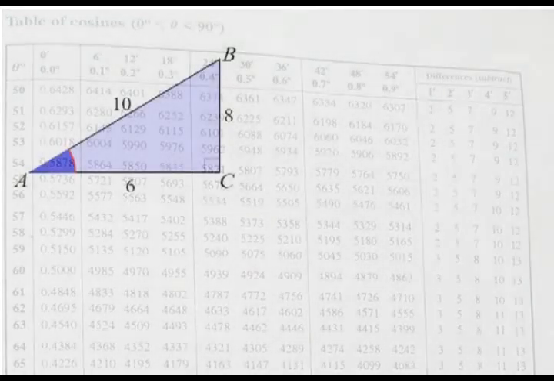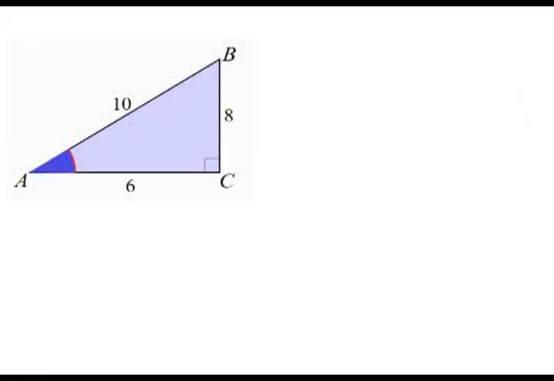Back to our triangle, we find the angles using cosines now. For A, cos A is equal to adjacent over hypotenuse, 6 over 10, and that gives us 0.6. And so cos A is equal to 0.6. Cos inverse of cos A is equal to the cos inverse of 0.6. A is equal to, we go to the tables.